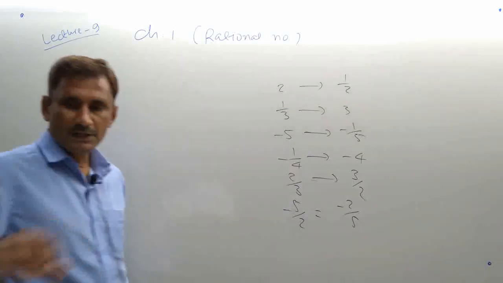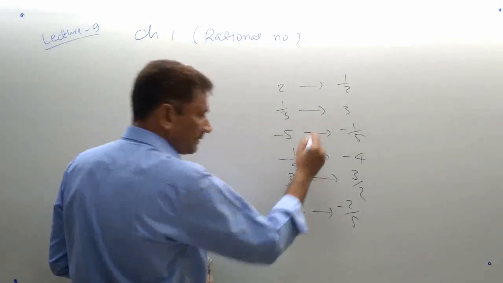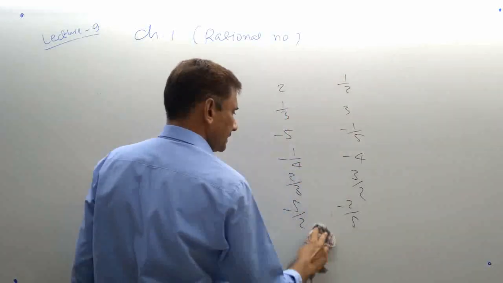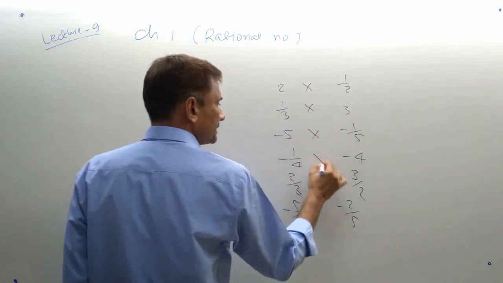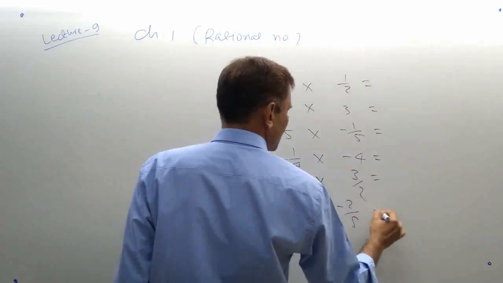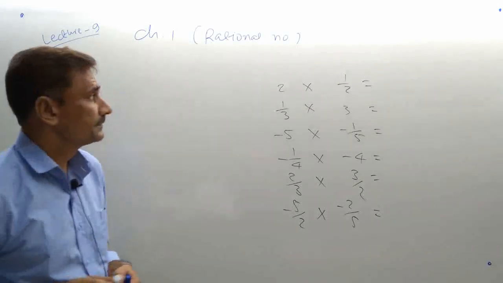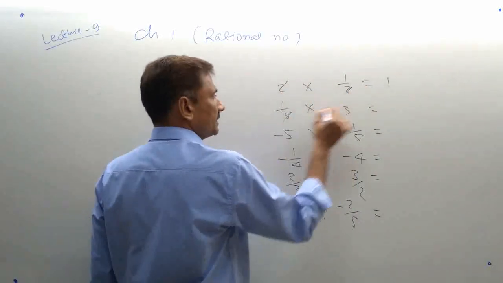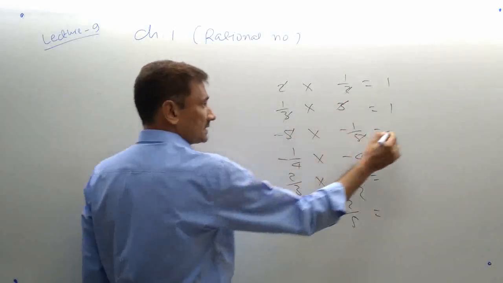Now if I multiply them, then obviously the answer will be 1. Let's try. Just multiply them. So the product of any number with its reciprocal gives 1 only. So look here, it is 1. Why? 2 2 cancel out. 3 3, this is numerator, huh? 3 3 cancel, 1. 5 5 also cancel, minus minus plus, 1.